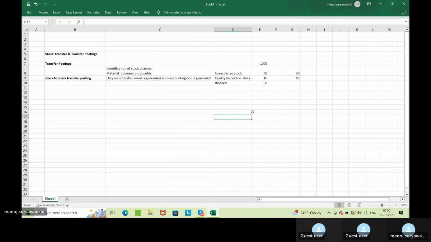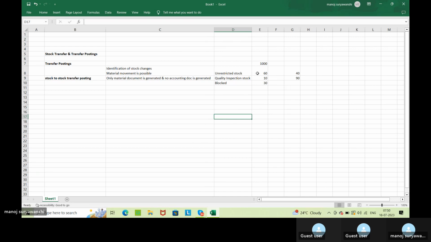Because here we are transferring the stock within the storage location, and valuation takes place at plant level. So there is no change in my plant quantity. So no change in plant quantity, no change in stock value of the material. Hence, only material document is generated, no accounting document is generated.